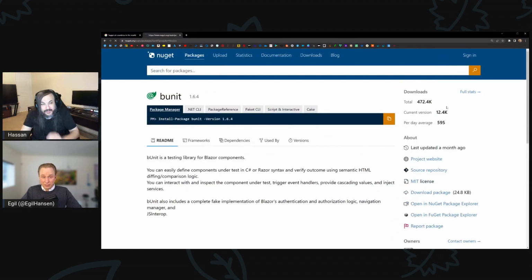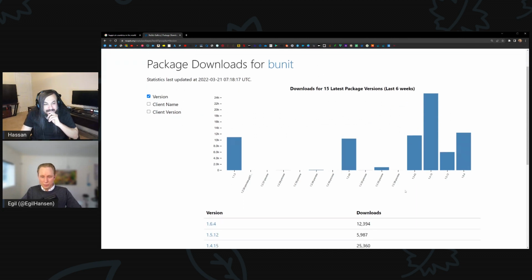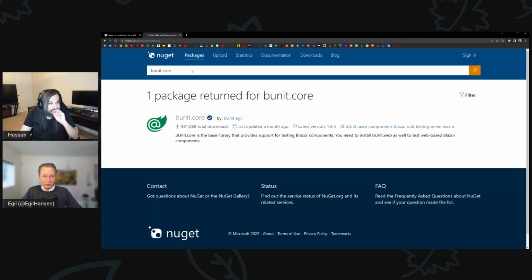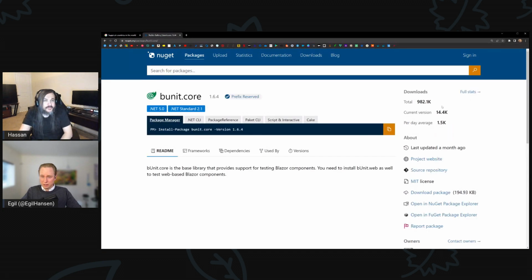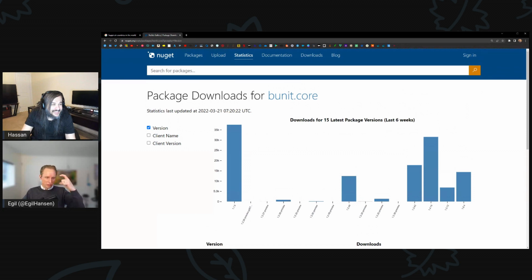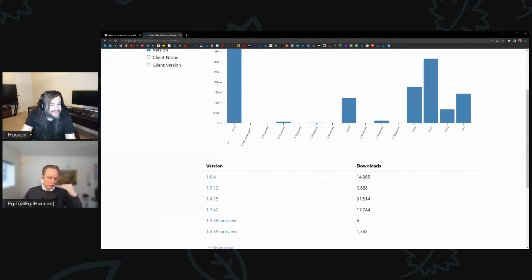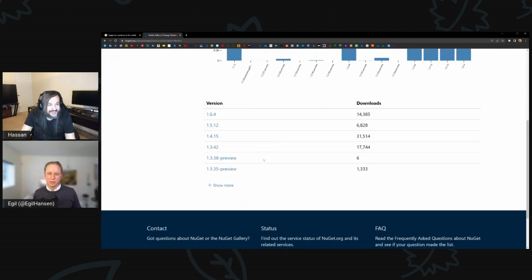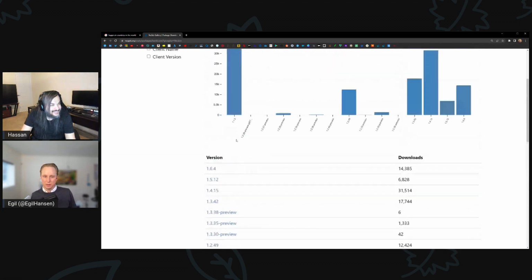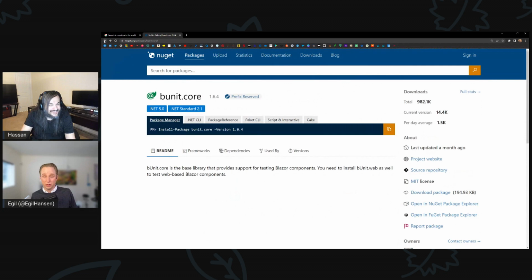500,000 downloads. And if you look at the bUnit core library, which is bunit.core like this, that is very close to 1 million. But bUnit is just a wrapper library that contains a bunch of the lower libraries, so not everybody uses it. Yeah, it's been an amazing path to get there, and I've learned so much during that time as well.